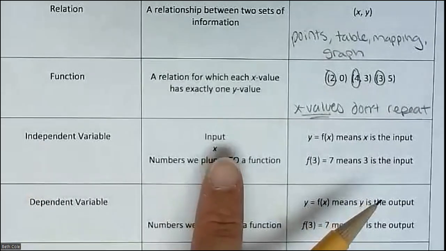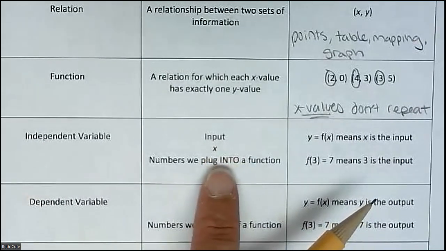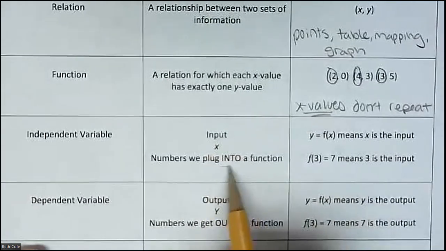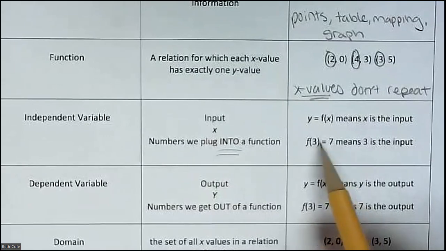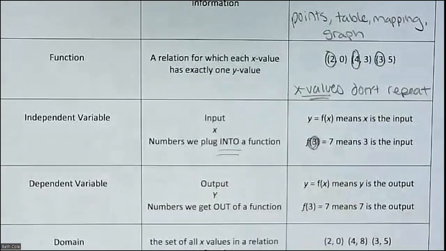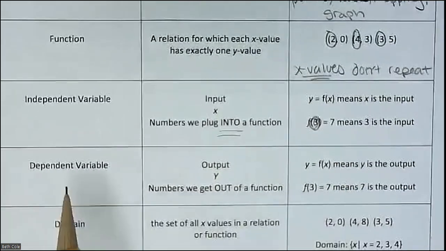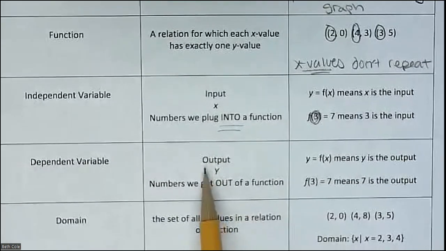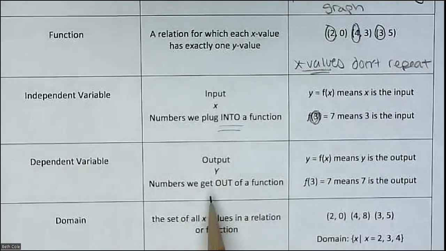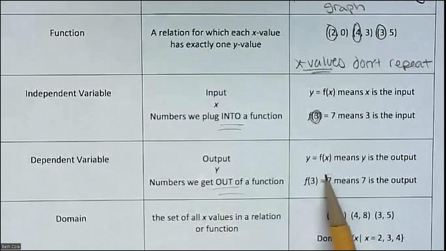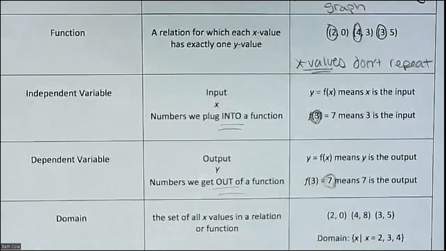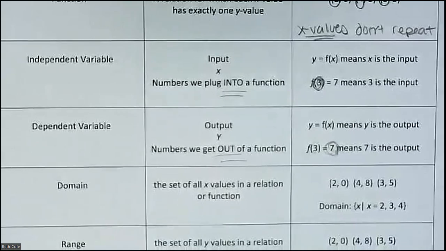Independent variable is what you plug in. Independent. That's X. That's the numbers we plug into the function. So when you look at something like this, f of 3 equals 7, 3 is the input. Dependent variable, that's the opposite. It's the output. It's Y. It's numbers you get out of a function. So if you have f of 3 equals 7, 7 is the output. Input, output. Independent, dependent. X, Y is what all that is.